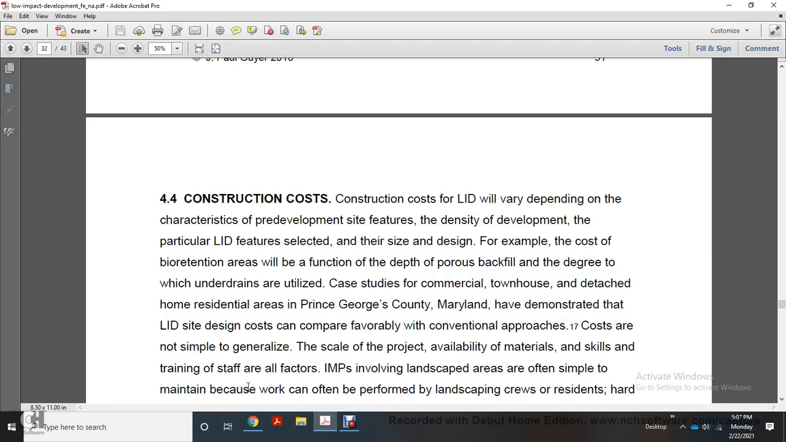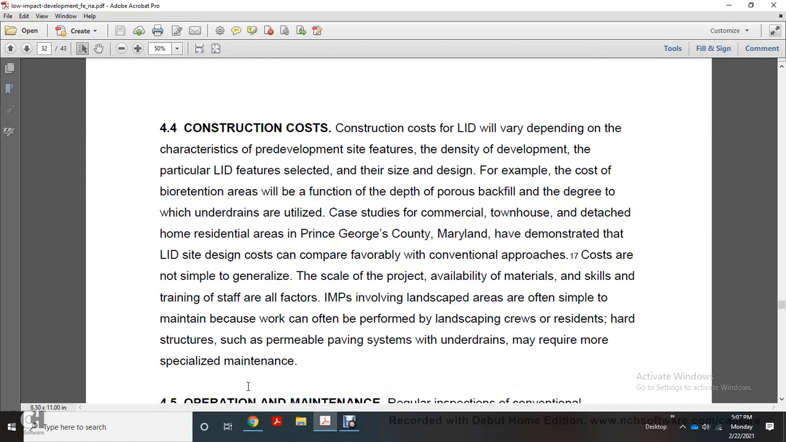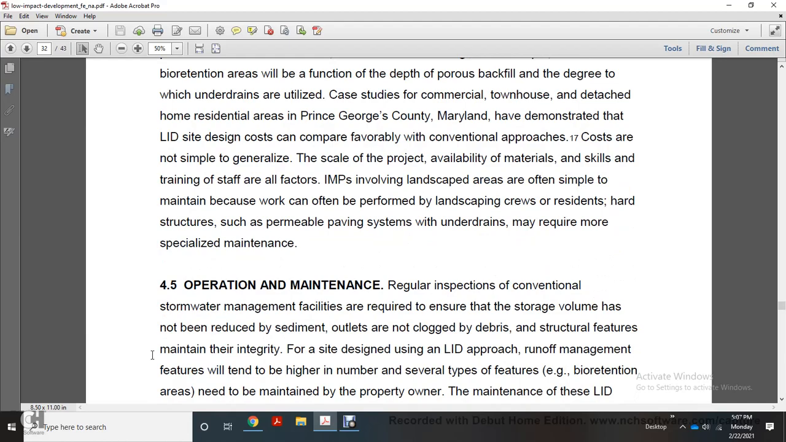Integrated management practices involved in landscape areas are often simple to maintain because the work will often be performed by landscaping crews that are resident on the site, whereas hard structures such as permeable paving systems, where the underdrains may require more specialized maintenance.